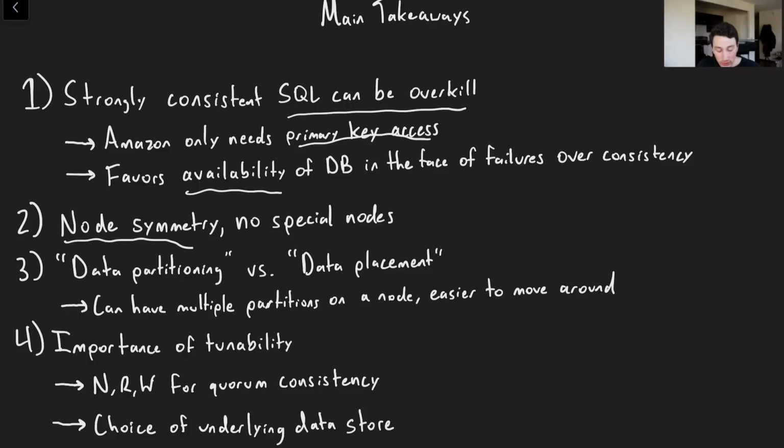Number 2 is node symmetry. If you notice, in this entire design, everything is basically focused around every single node being equal. There's no special node that holds metadata or does any naming or anything like that. There's very little coordination. There is the seed node thing, but Zookeeper is kind of an external system to this. I would marginally count that as breaking symmetry.